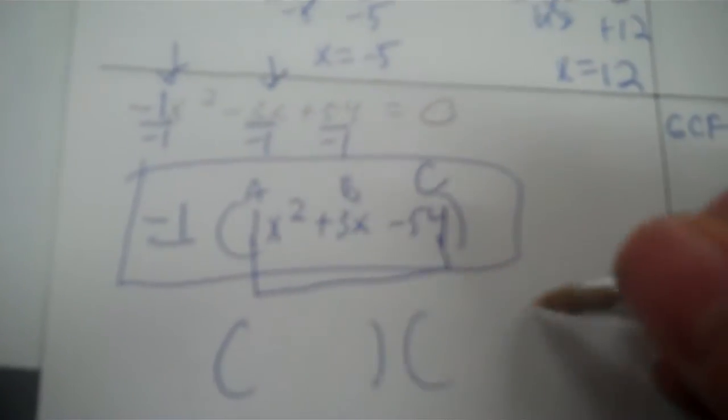54 divided by 3 is 18. 18 minus 3, no, 18 minus 4 is not a factor. 5 is not a factor. 6 and 9, there we go. Okay? So now I make this into 2 parentheses.